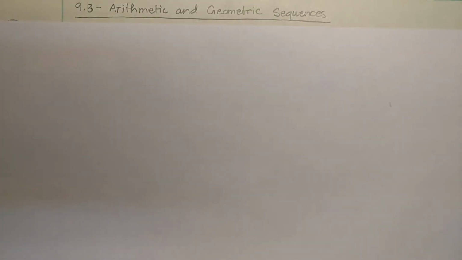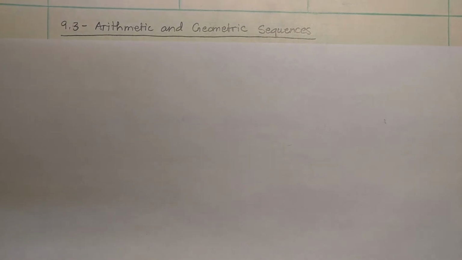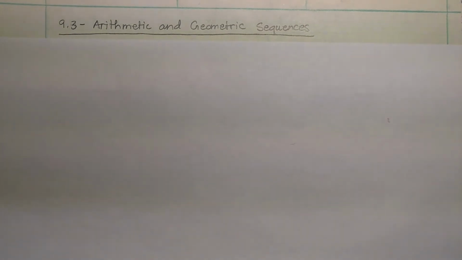Let's go ahead and take a look at today's work, which is going to be continuing on in 9.3, where we are going to look at specific types of sequences, namely arithmetic and geometric, and further look at finding different ways to define sequences. So let's go ahead and start off here.